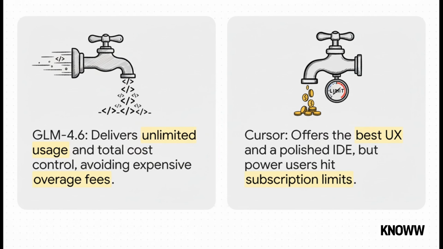Now, let's talk about Cursor. So many of us love it, right? The user experience, the AI native IDE, it's just so polished. But what's the big pain point? If you're a power user, you know what I'm talking about. You hit those limits and bam, you get hit with crazy overage fees. Well, here's the solution. You can pipe GLM 4.6 into Cursor, get basically unlimited usage inside that beautiful UX, and end up saving 60 to 80%. Best of both worlds.